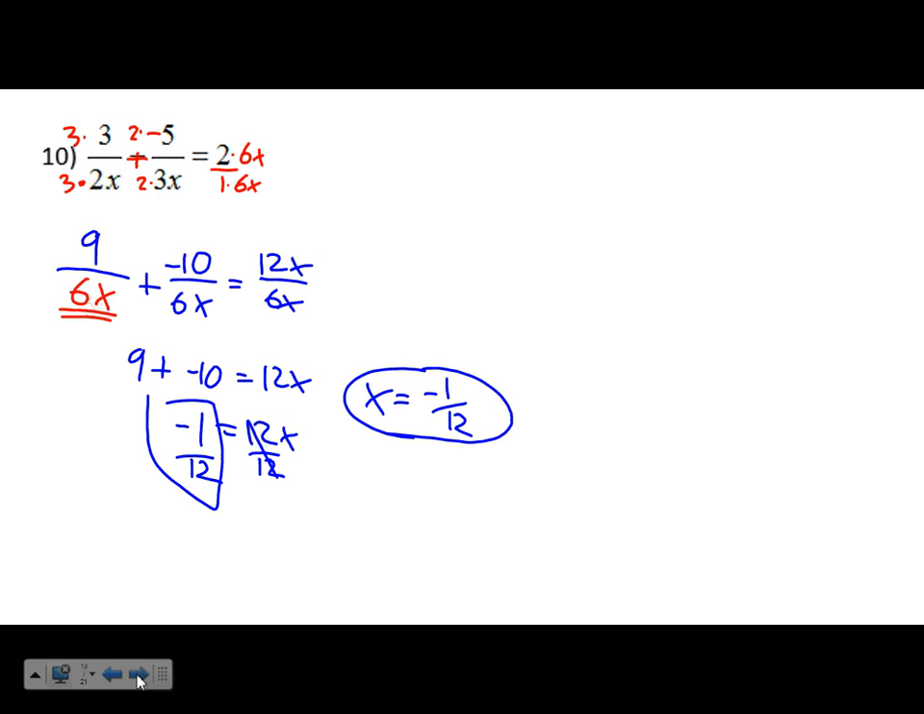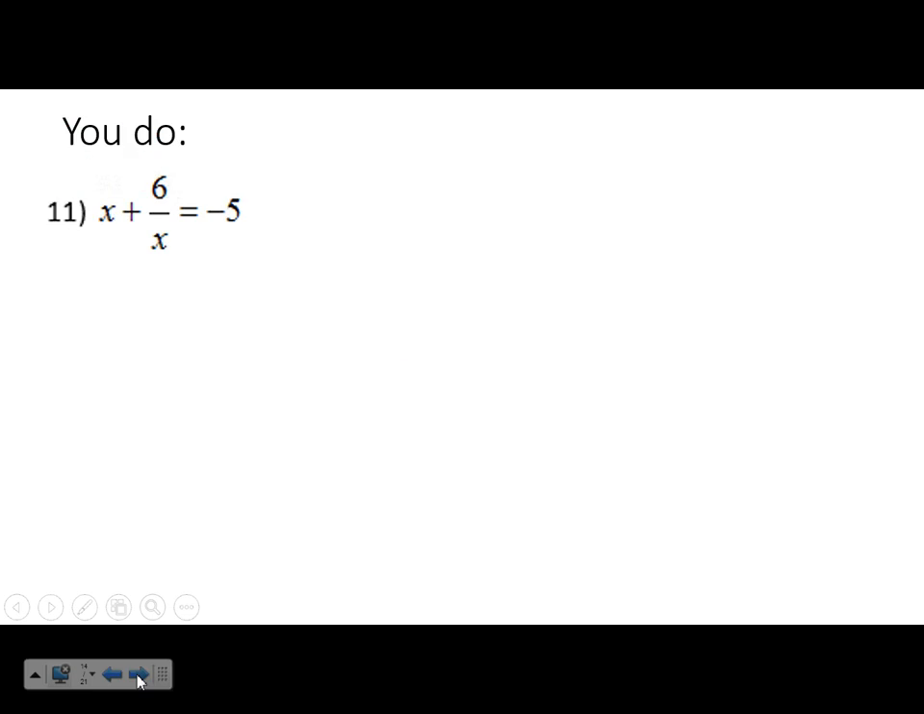So that's our answer. Plug it in to check to make sure it works. Again, plug it into your denominators. This one doesn't even have a denominator when we started, so we don't have to worry about that. But that does work. That doesn't give us any zeros in the denominator, so that's our answer. Now, a couple of them you do. Make sure you hit pause, do this on your own, then hit play to make sure you did it right.